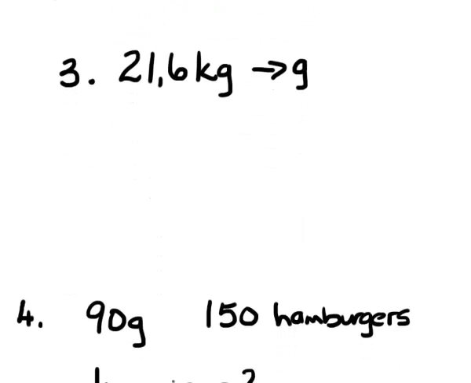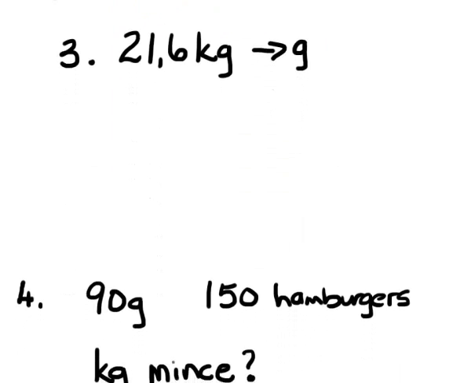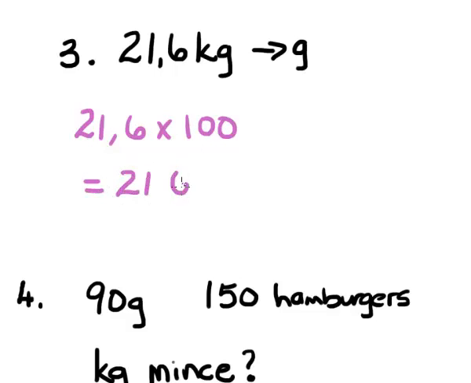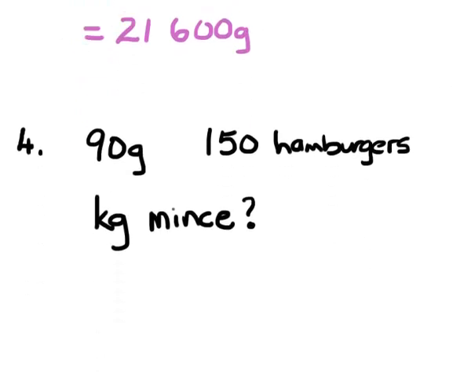And then the lamb that Susan bought, from kilograms to grams, it's also 3, and we're also going down, so there we also have to multiply by 1,000, and that gives you 21,600 grams. Then the last question was slightly more complicated.